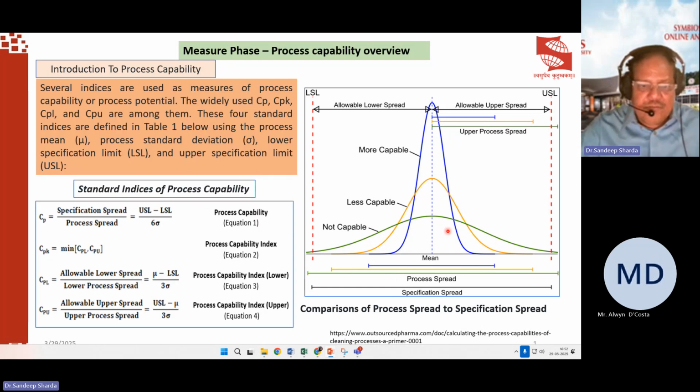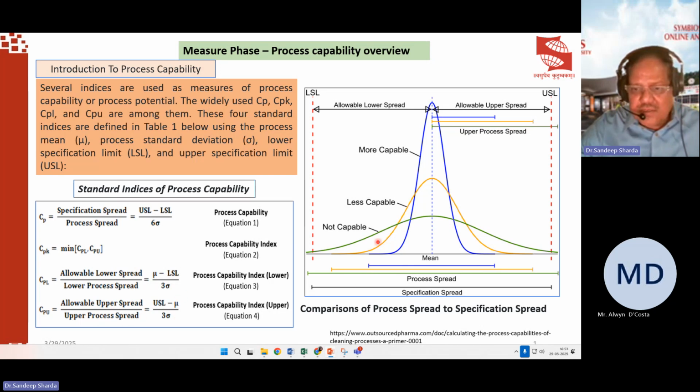So if you just go for measuring the sigma through the statistical formula, then Cp will be your process capability: the specification spread over the process spread, that is, USL minus LSL divided by 6 sigma. Cpk, the process capability index, will be the minimum of Cpl or Cpu. So Cpl will be the allowable lower spread upon the lower process spread, and Cpu the allowable upper spread upon the upper process spread.